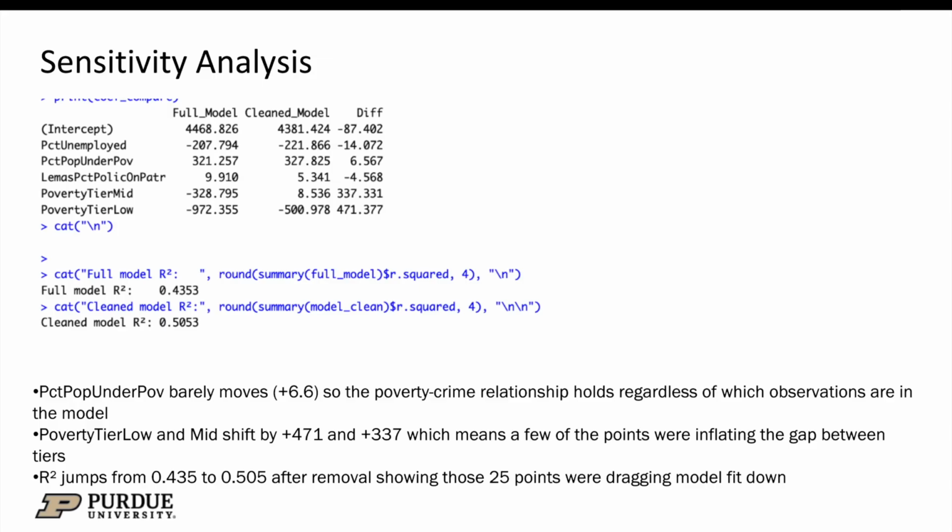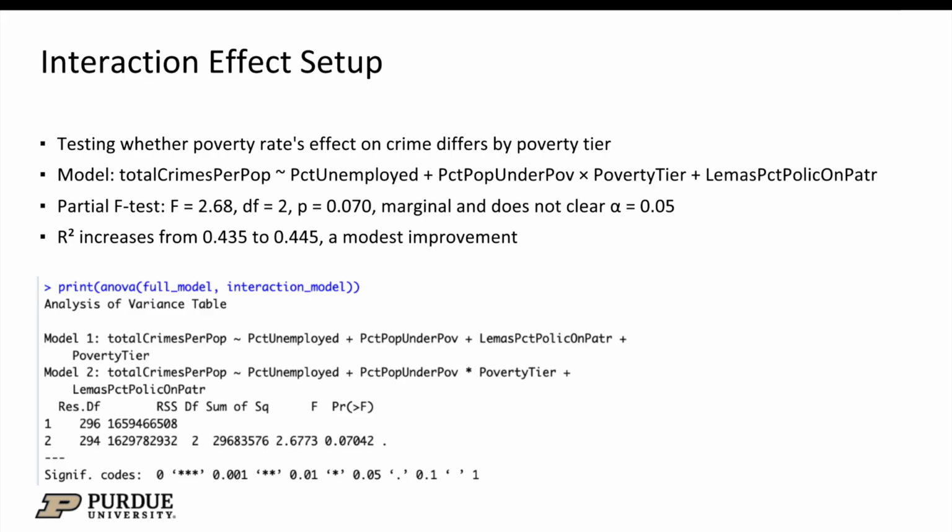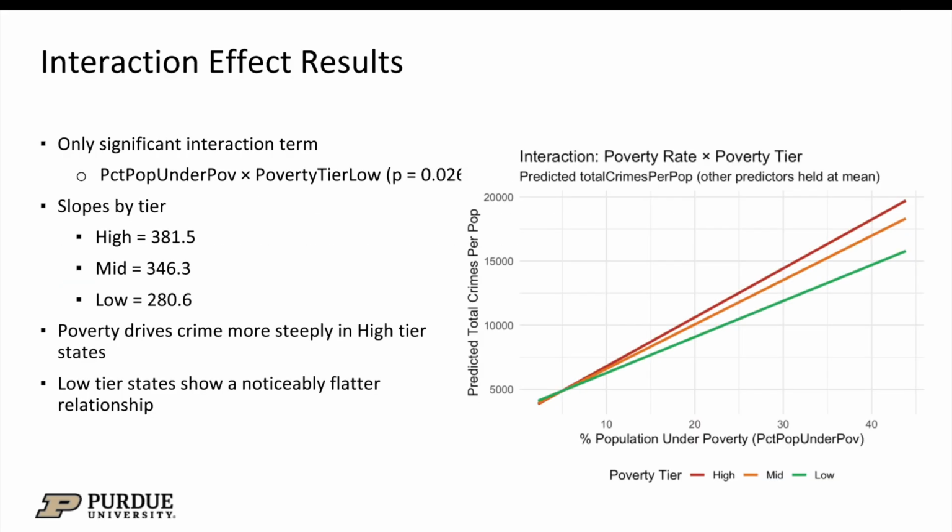For the interaction, I tested whether poverty rate's effect on crime actually changes by poverty tier. The partial F-test came back at p equals 0.070, which just misses the 0.05, and R squared only gains 0.01, so overall the interaction is marginal. But inside the model, one term does hit significance, which is percent population under poverty times poverty tier low, at p equals 0.026. The slopes are 381 for high tier, 346 for mid, and 281 for low.